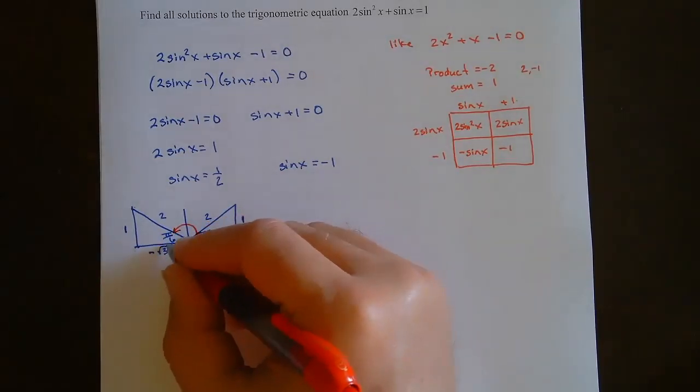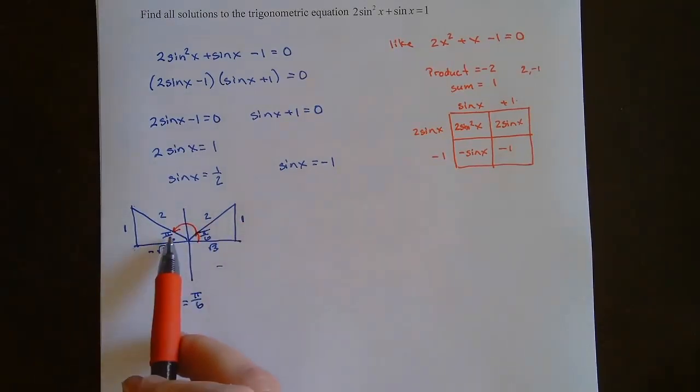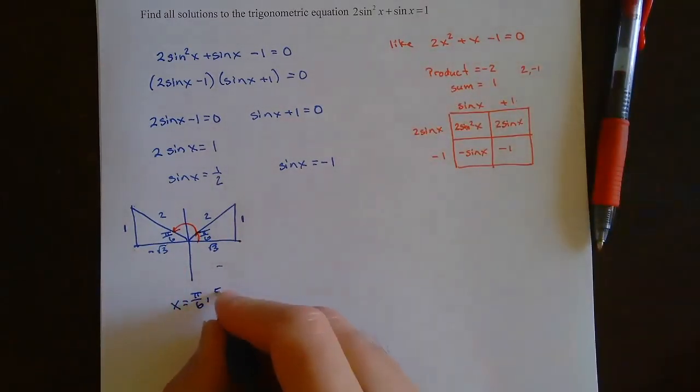But if we go all the way to the negative x-axis, that's 6 pi over 6. I've got to back up a pi over 6. So this would be 5 pi over 6.